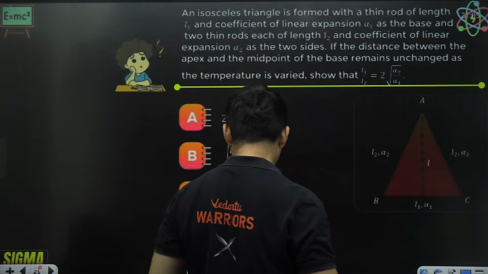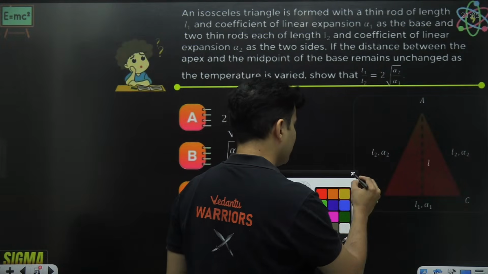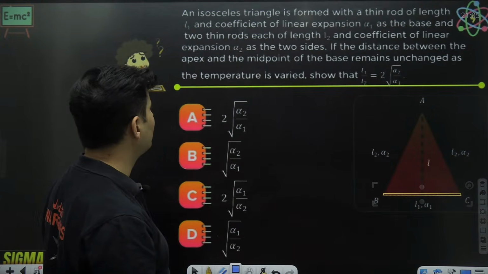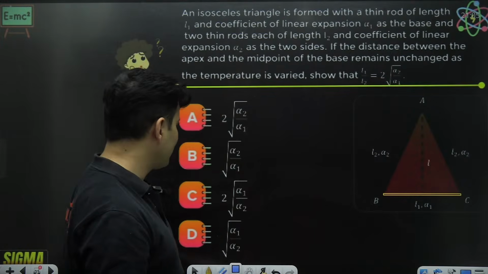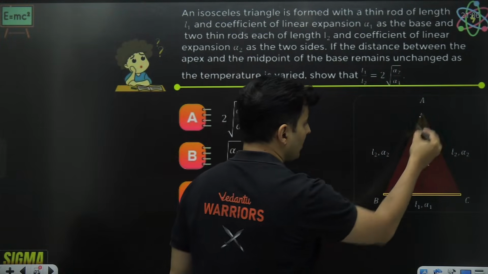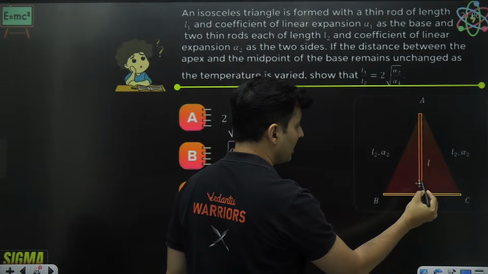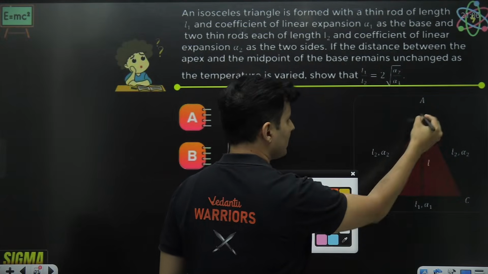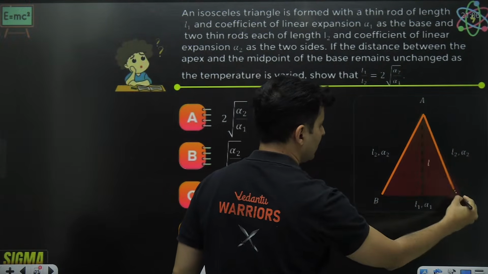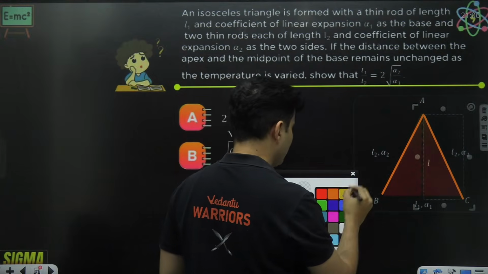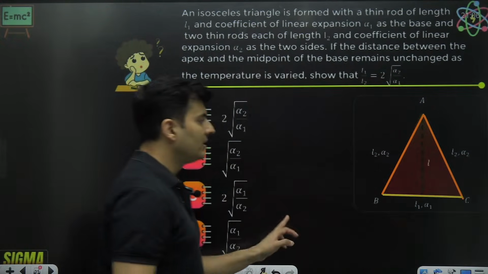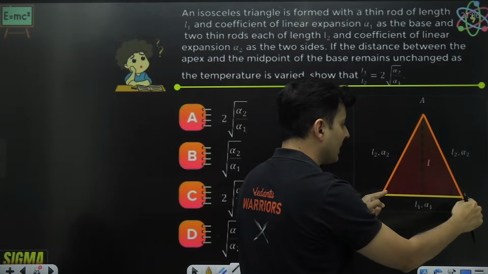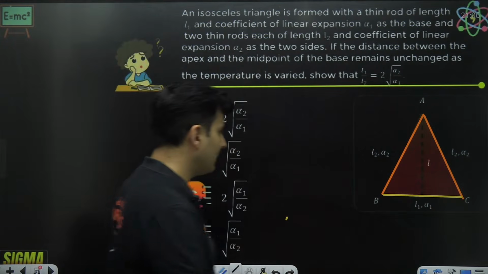So basically there is a rod over here whose length is L1 and alpha 1 is the coefficient of expansion. And there are two more rods of length L2, which are the two equal sides of the isosceles triangle. Something like this. This is L1 and this is L2 and this is L2. This base is basically your L1. So that's how the triangle has been made. L2 and L2 are the two equal sides of the isosceles triangle. This is the base whose side length is L1.